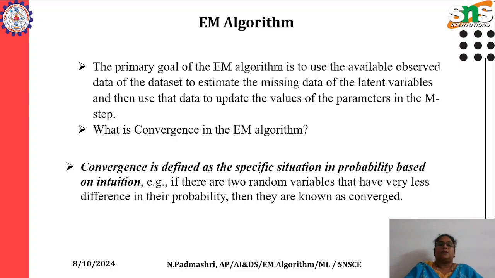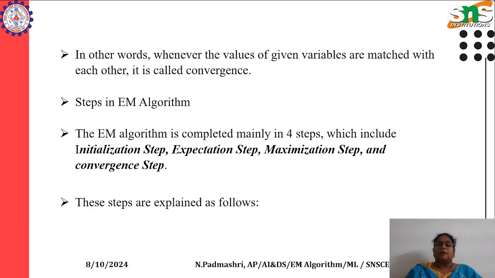So what is convergence in the EM algorithm? Convergence is defined as a specific situation in probability based on intuition. For example, if there are two random variables that have very little difference in their probability, those variables are called converged. In other words, whenever the values of the given variables match each other, it is called a convergence value.